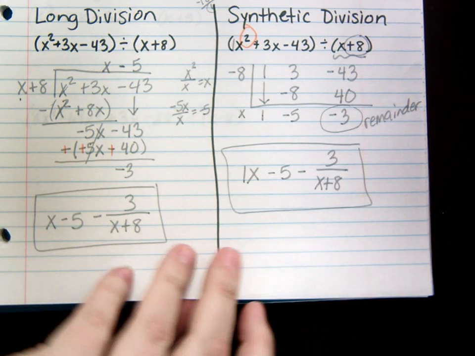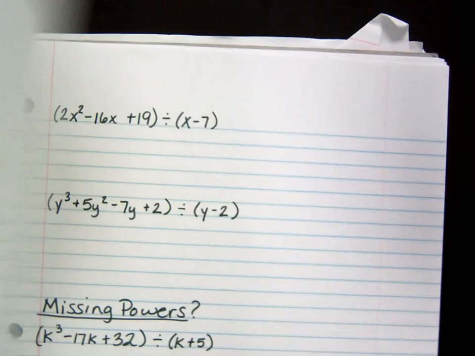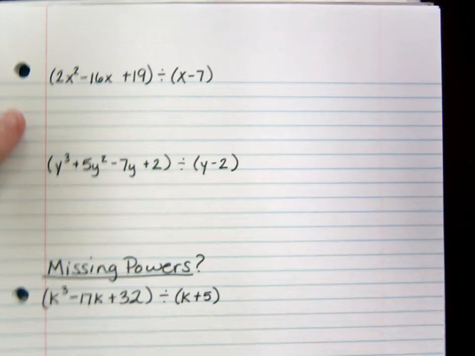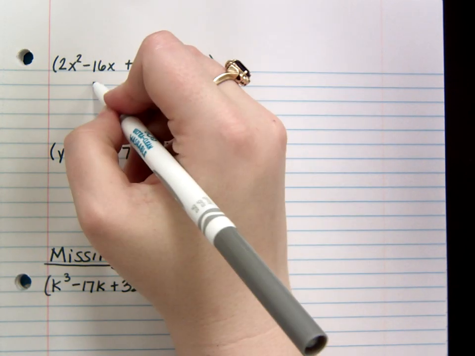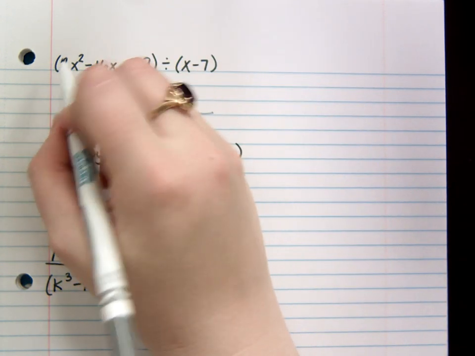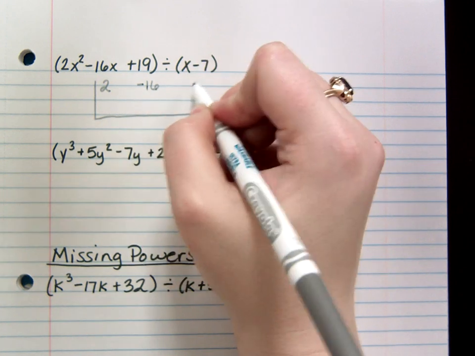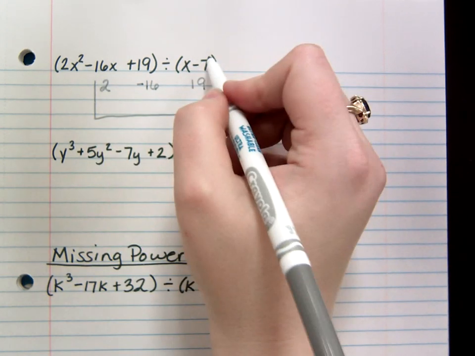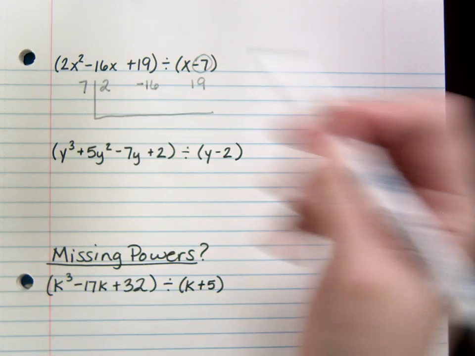And again, you can use synthetic division anytime where it's x plus or minus a number. So let me show you some more examples of synthetic division. On this one, we can use synthetic division because it's x minus 7. The numbers here are going to be 2, negative 16, and 19. Positive 7, remember you change the sign of this number, goes on the outside.